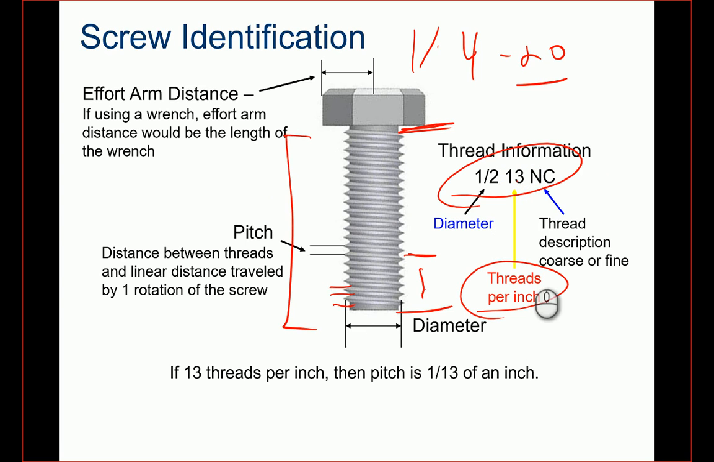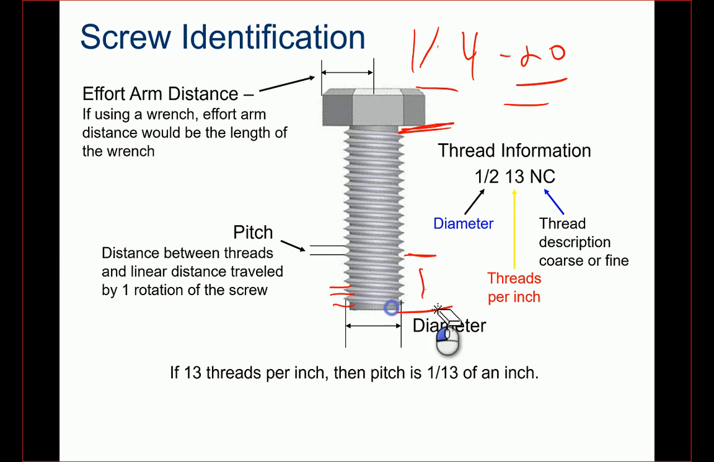So the threads per inch, 1/4 20. It's the diameter, and then the threads per inch. So 1/4 20 is a 1/4 inch diameter bolt with a 20 thread per inch count, right? Now a pitch would simply be the distance between threads, the linear distance traveled by one rotation of the screw. If a screw has 13 threads per inch, then the pitch is 1/13 of an inch. So every time I spin it, it'll go 1/13 of an inch. For the 1/4 20, if I have 20 threads per inch, every time I spin it, I'm going to go 1/20th of an inch. Does that make sense? That is the pitch.